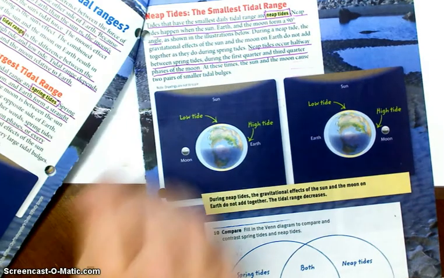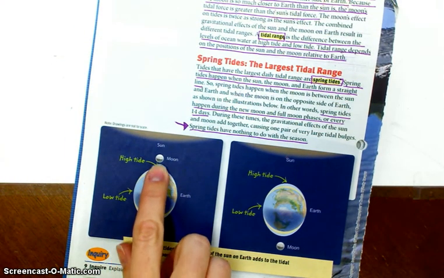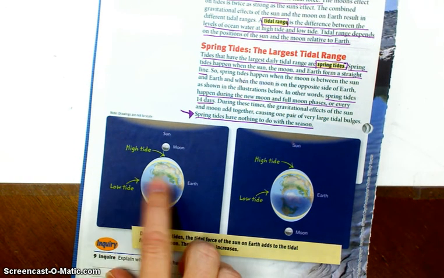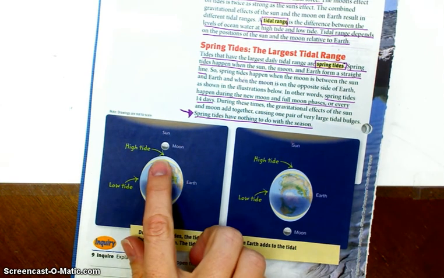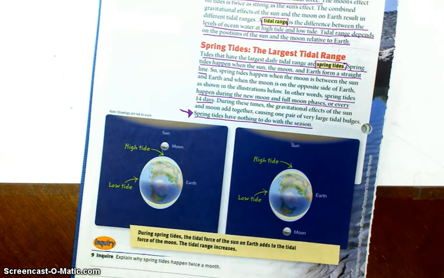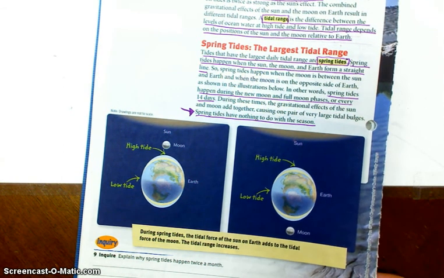You have high tides occurring on the side of the earth that is facing the moon and on the side that's facing directly away from it. Low tides are going to occur at 90 degrees to that. Okay. You have extra high tides, remember, at your spring tides, which is new and full moon. You have lower than normal tidal range at neap tides.